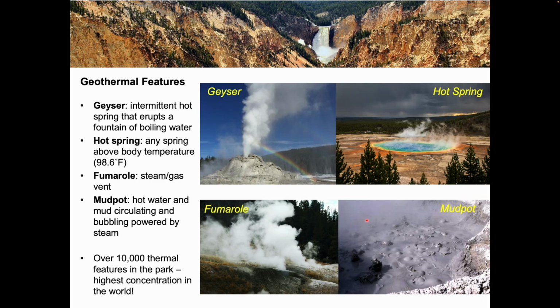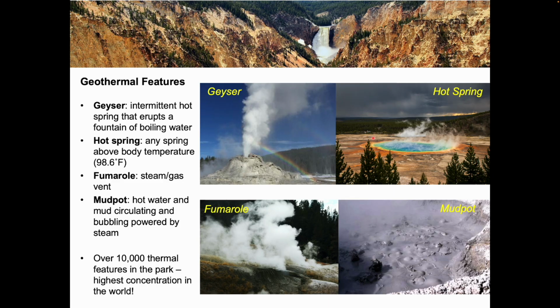And that leads us very nicely into the many geothermal features we have in Yellowstone. Yellowstone contains over 10,000 thermal features. It is the highest concentration of geysers and other geothermal features anywhere on Earth. It can be found in Yellowstone National Park. And there are 4 different types. Geysers, the most famous ones, are intermittent hot springs that erupt fountains of boiling water. Some of these erupt fairly regularly, some of these erupt unpredictably, and sort of at random.